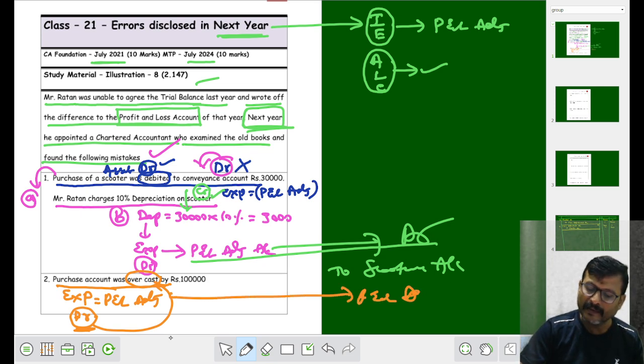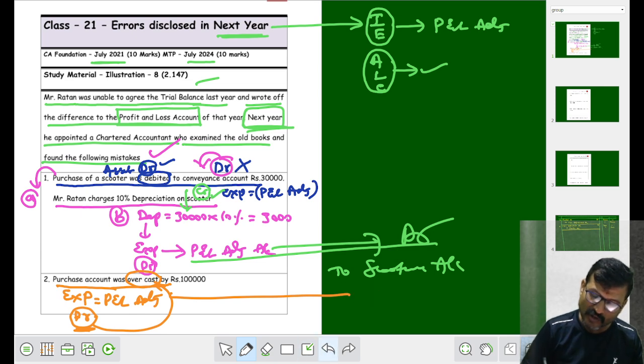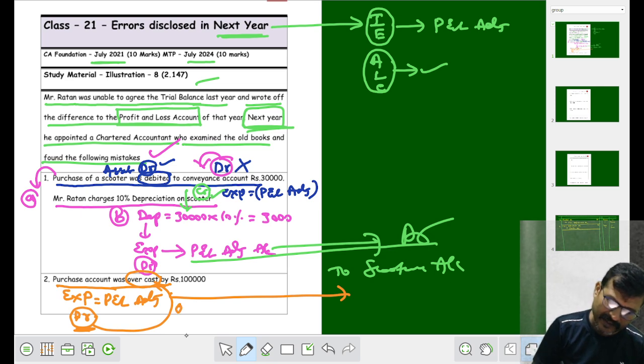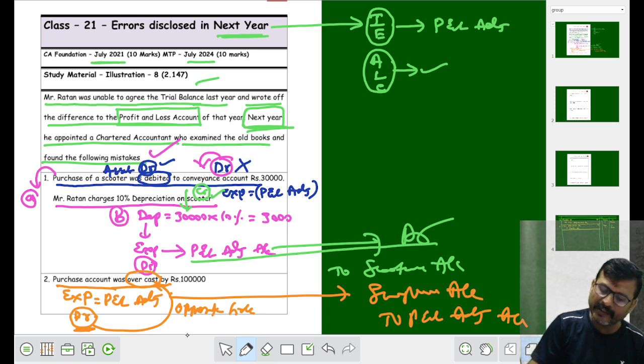P&L adjustment account debit. Why are you debiting? Opposite लेना. किसको opposite लेना? P&L adjustment overcost means expenses overcost. Expenses is a debit. When it is overcost, we have to take it on the opposite side, the counter side. Opposite side means P&L adjustment is to be taken on the credit side. When you are taking P&L adjustment on the credit side, we have to take what? Suspense account on the debit side. Now your journal entry will be what?